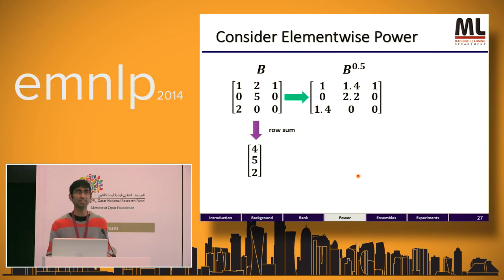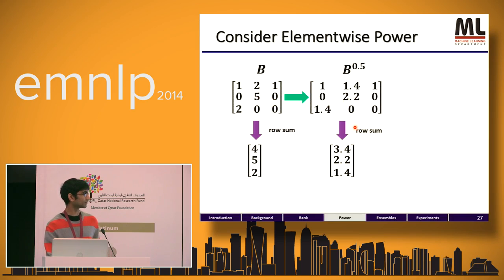Now consider taking B to the element-wise power 0.5. So the 0 stays 0 and the 1 stays 1, but everybody else gets a square root. So the high counts actually get affected more than the low counts. And now if I take the row sum you can see that the second word, which is the most popular here, is no longer the most popular word here. Because the first row actually has a more diverse row in some sense. And so this second row all really depended on this 5, which got cut more than everyone else.